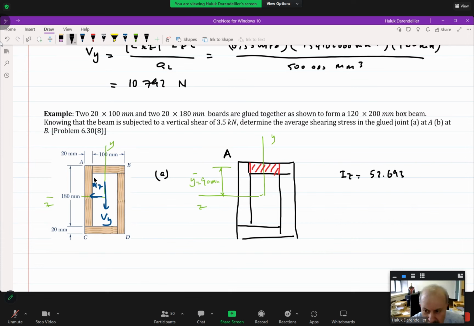52.693 times 10 to the power 6 for the whole cross section. Just a minute. 52.693, okay, so I don't write it wrong. Okay, this is the Iz for the whole cross section. So the important thing is the Q value.